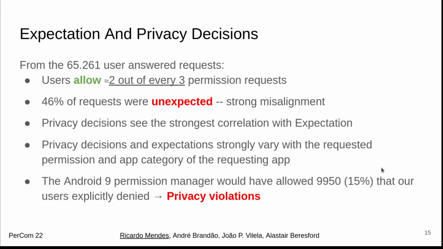We've measured the amount of requests that would have been allowed by the Android 9 permission manager that our users explicitly denied, and this corresponded to 15% of the 65,000 user answered requests. Therefore, this corresponds to privacy violations, and 15% of privacy violations is actually a quite high number.